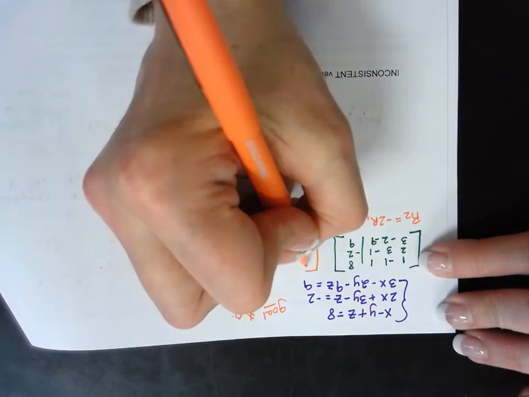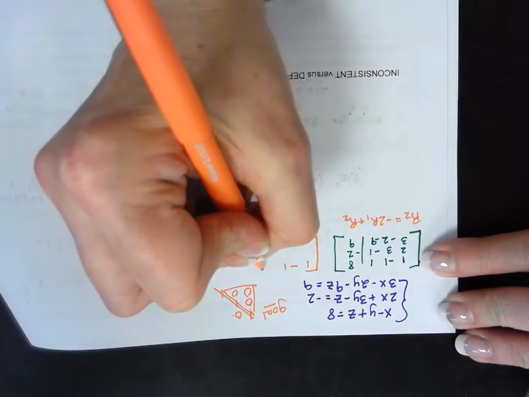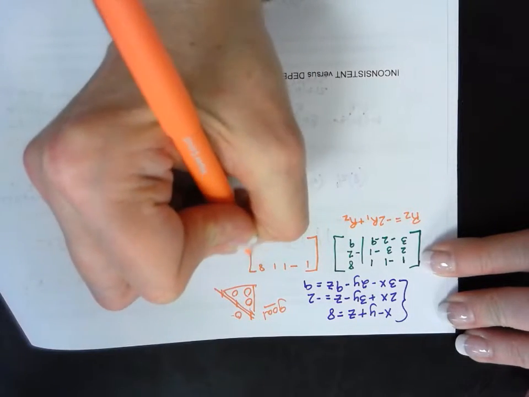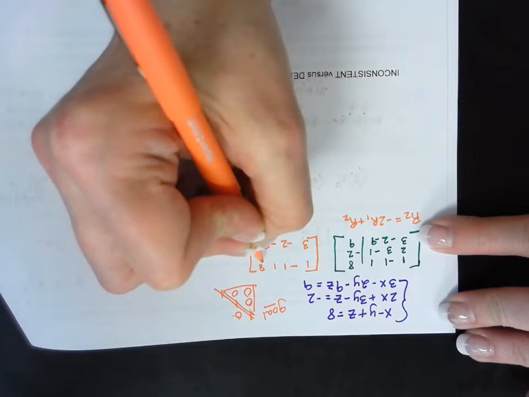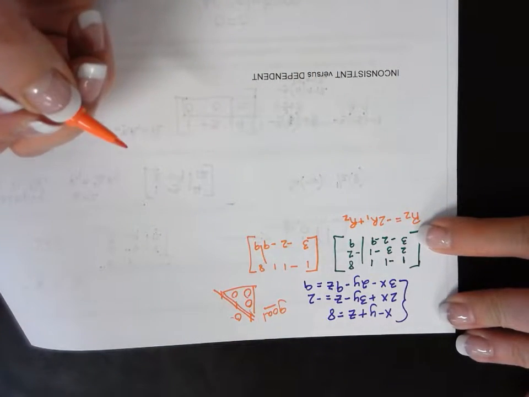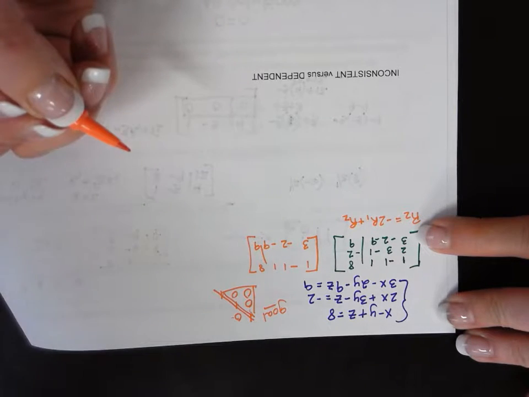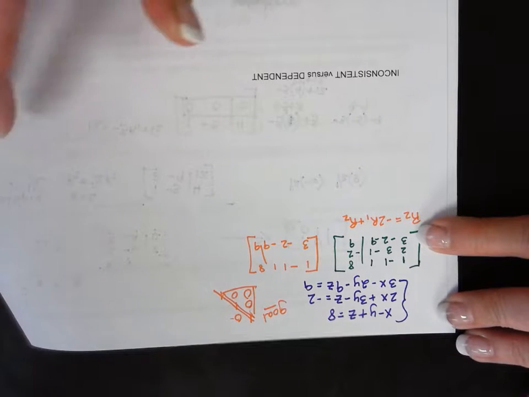All right, that means row 1 and row 3 aren't going to change. You don't have to put them in right away. I do, just so I don't forget something or mix up my numbers.